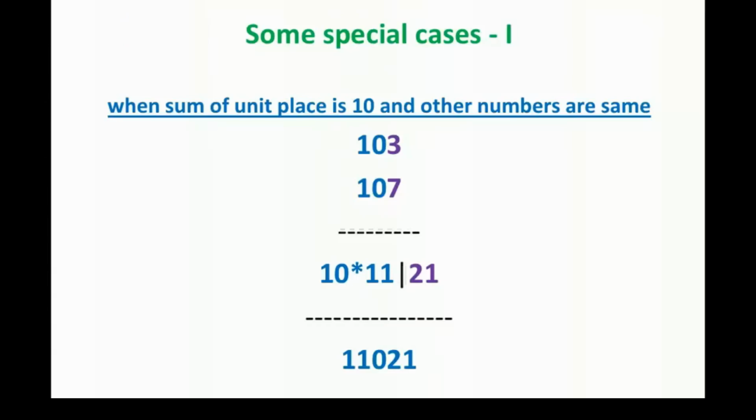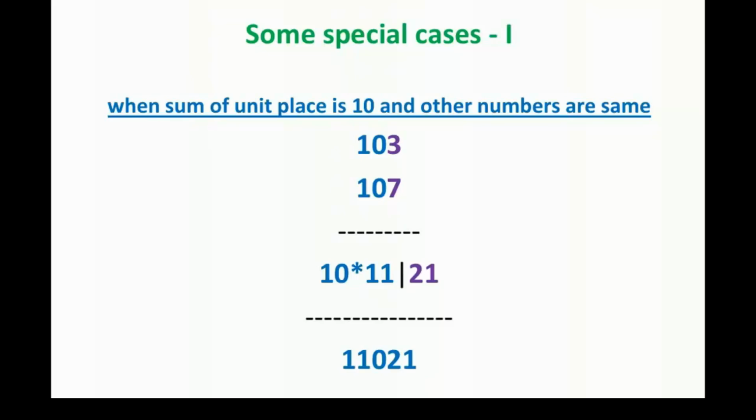Here we are going to discuss the case. This is a special case where the unit place numbers add up to 10, and the other numbers remain the same. So in our case we have taken the numbers 103 and 107.